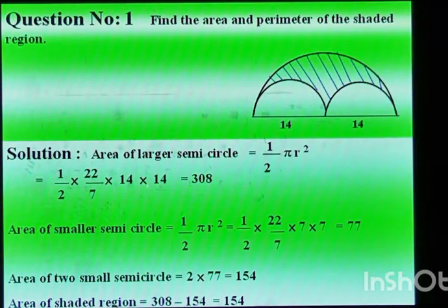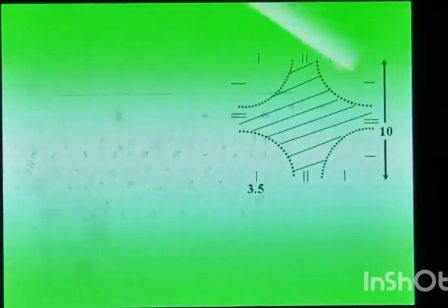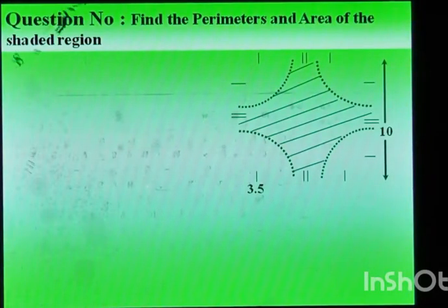What we did actually, we found the area of the larger semicircle, and then the area of the smaller circle. We added the area of these 2 small semicircles, and we will subtract this from the larger semicircle to get the area of the shaded region. Here we have another picture, my dear students.